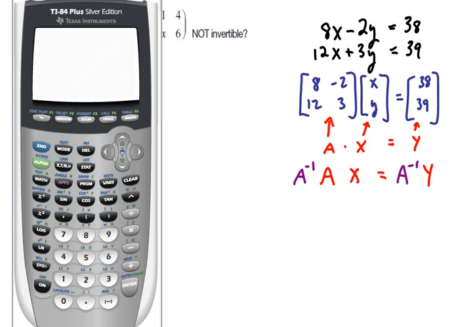First I'm going to build my matrix of coefficients. I go to second, matrix, and I'm going to put that into A. I go over to edit, A, and I want that to be a 2 by 2 matrix. I'm going to type in 8, negative 2, 12, enter, 3, enter.